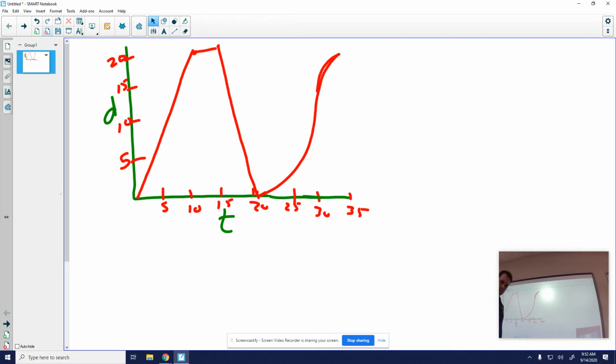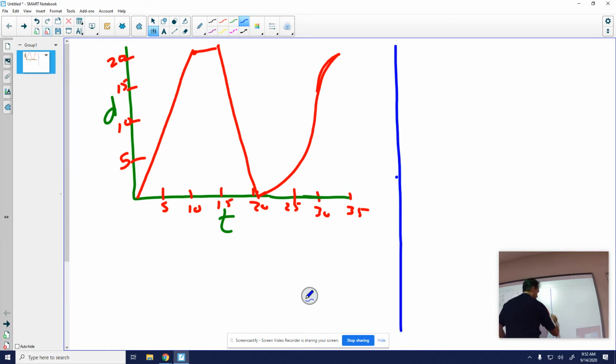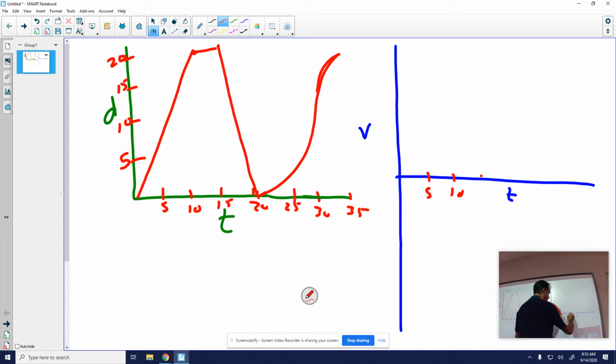Now when I make the corresponding velocity time graph, I have to be much more precise because I actually have numbers. One of the great things about switching from a distance time graph to a velocity time graph is that it's the same event, so the time axis is not going to change. If I had 35 seconds before, I'm still going to have 35 seconds to work with. So I'm going to number 5, 10, 15, 20, 25, 30, 35.